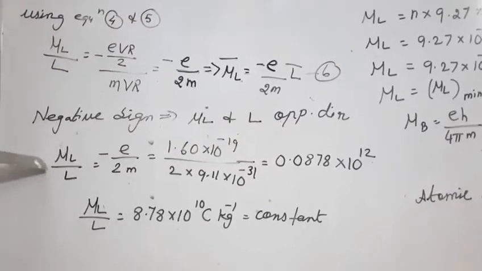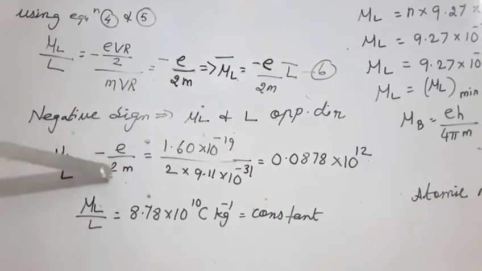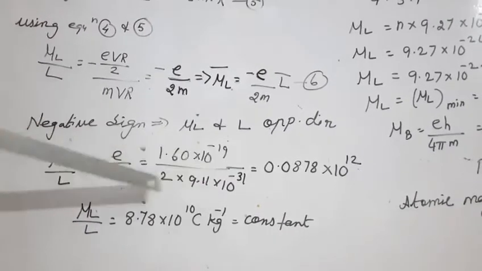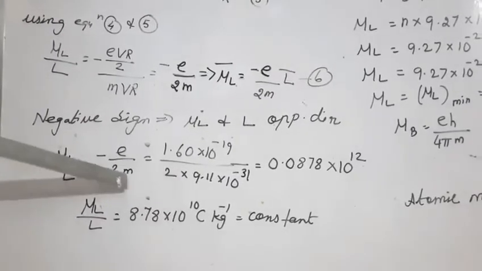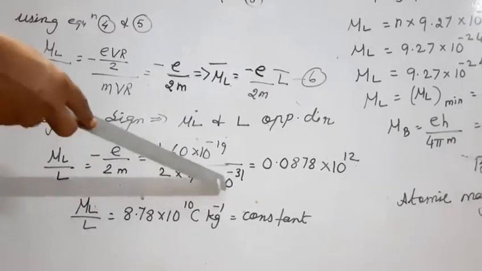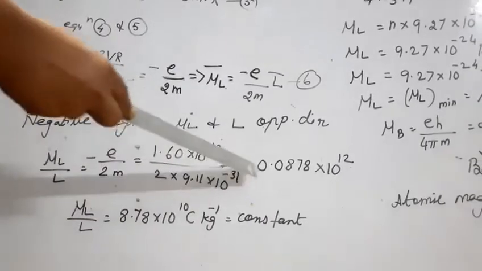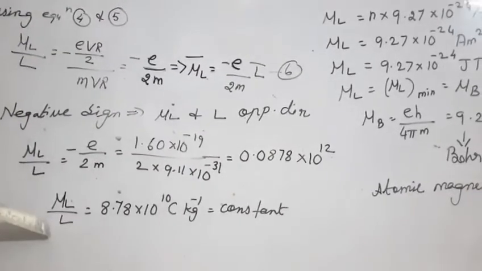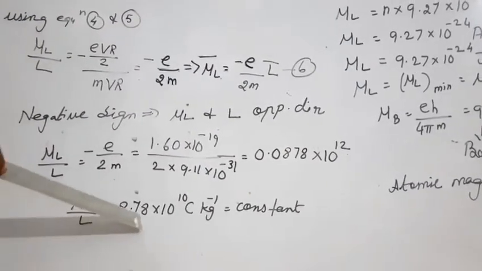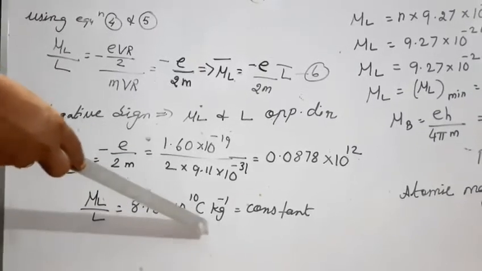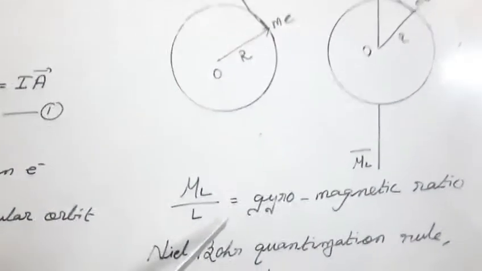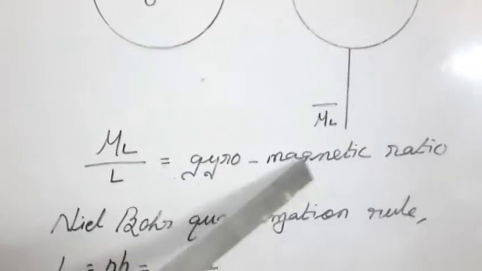And μL by L equals e by 2m. The e value is 1.60 into 10 to the power of minus 19, divided by 2 into the mass of the electron, 9.11 into 10 to the power of minus 31, which is equal to 0.0878 into 10 to the power of 12. Therefore, μL by L equals 8.78 into 10 to the power of 10 coulomb per kg, which is a constant value. Therefore, the ratio μL by L is a constant known as the gyromagnetic ratio.